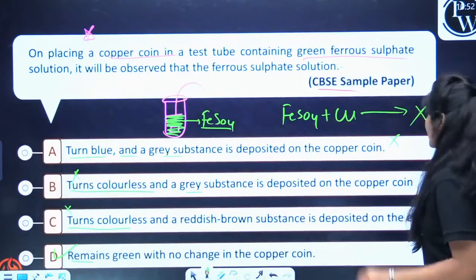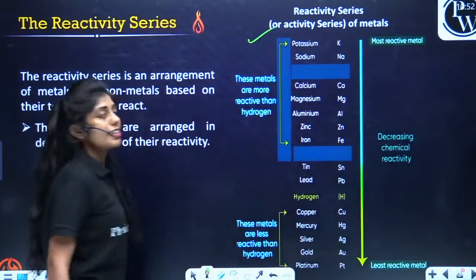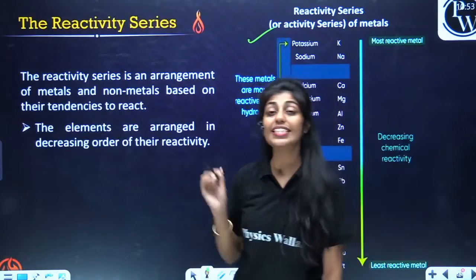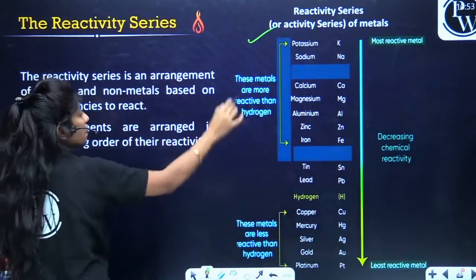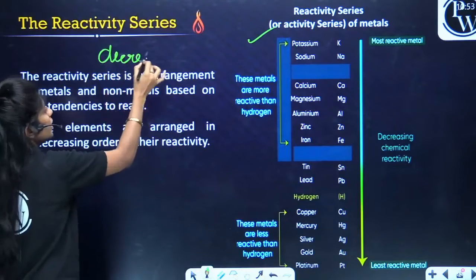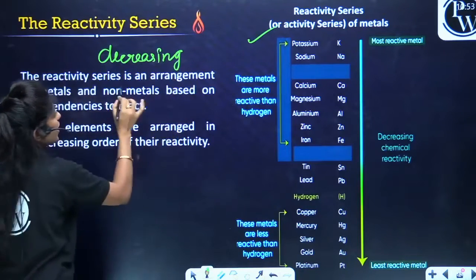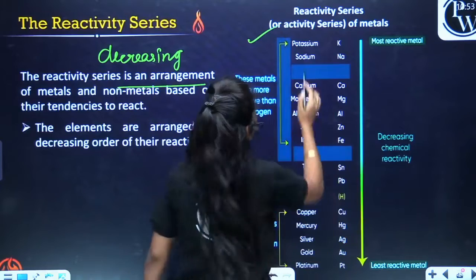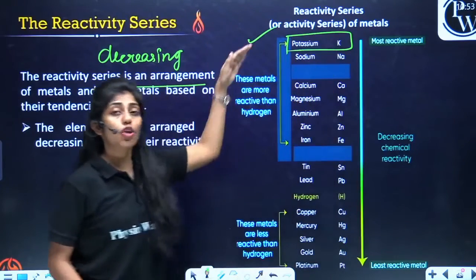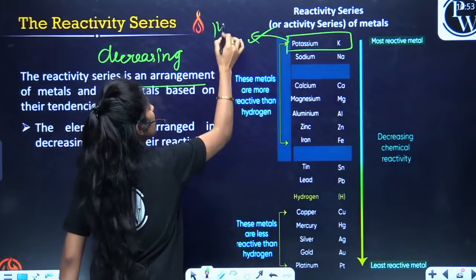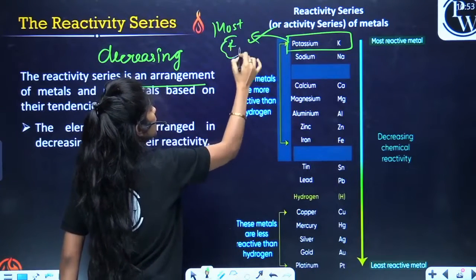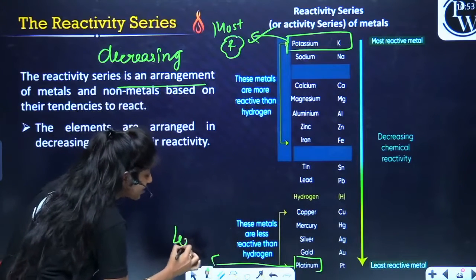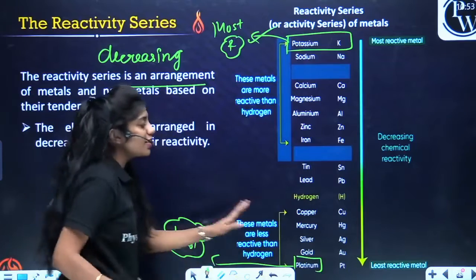Now see why this happens, due to the reactivity series. This is very much important. In the displacement reaction, you have to recall this reactivity series. In this series, all the metals are placed in decreasing order of their reactivity. That means the potassium which is placed on the top is the most reactive, while platinum that is placed at the bottom is the least reactive. That is very much easy to understand, right?